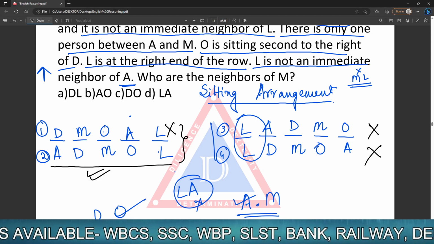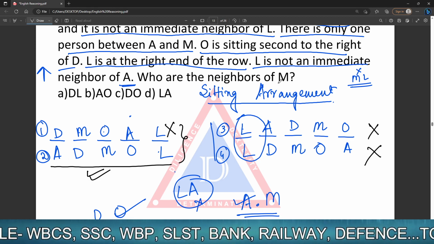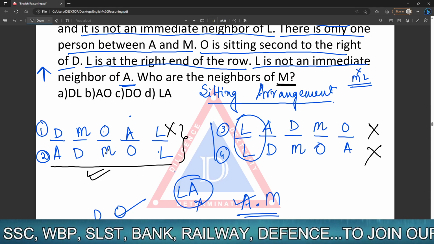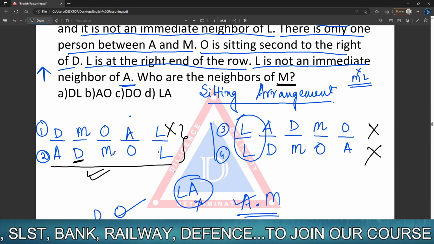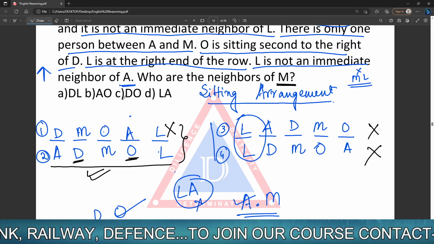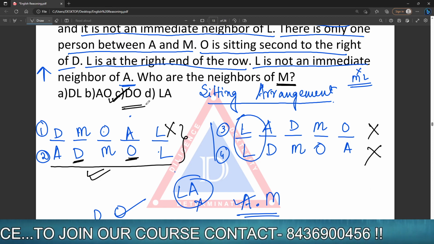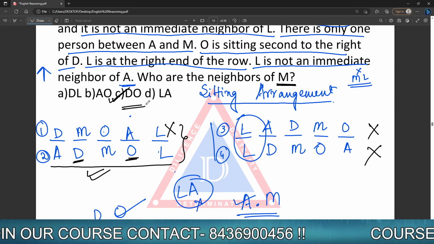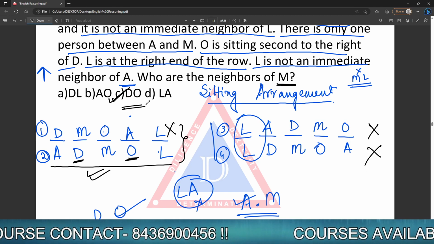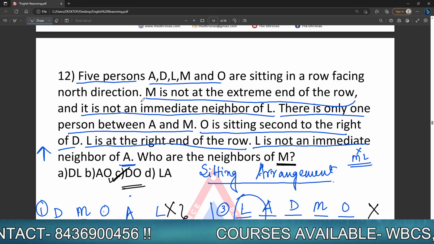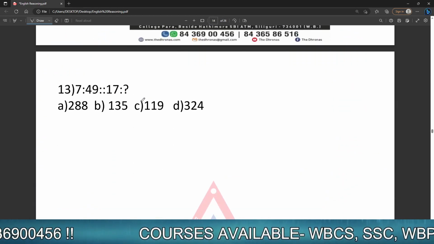Okay. So what does the question say? Who are the neighbors of M? D and O. So option number C is the correct answer. Hope you got this sitting arrangement. Chalo, next question.